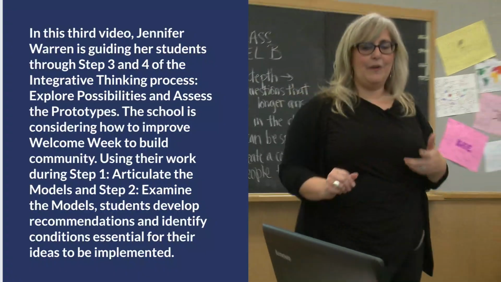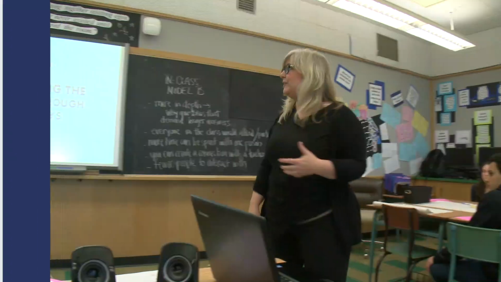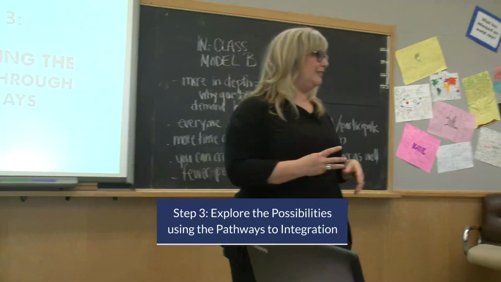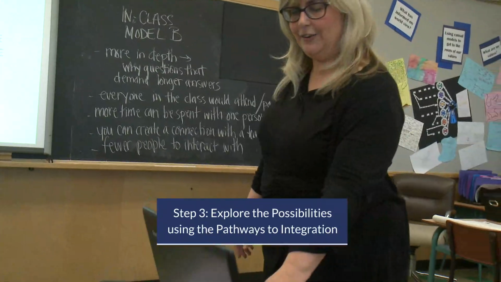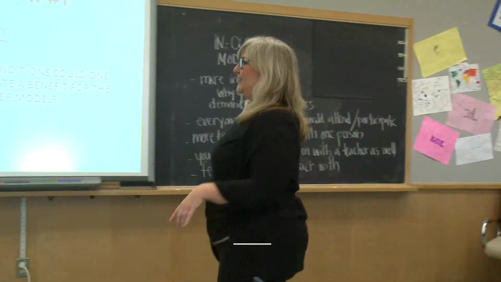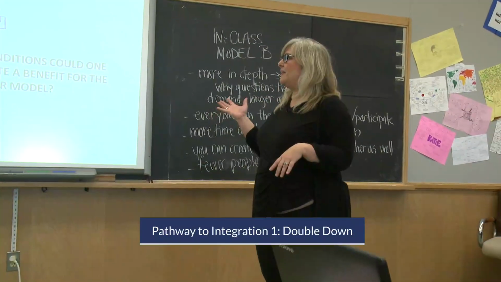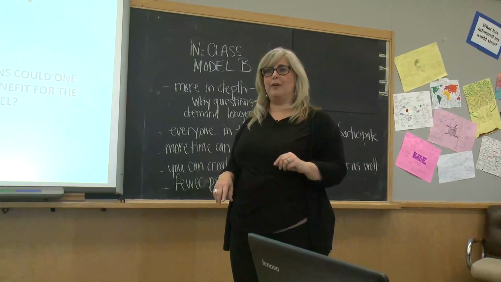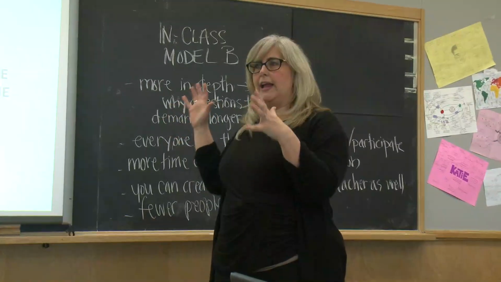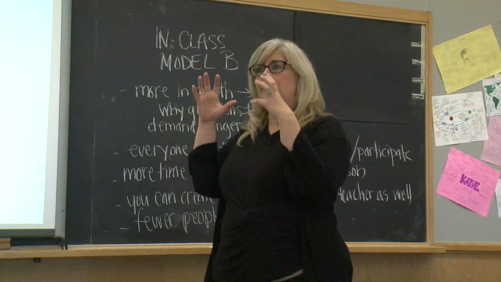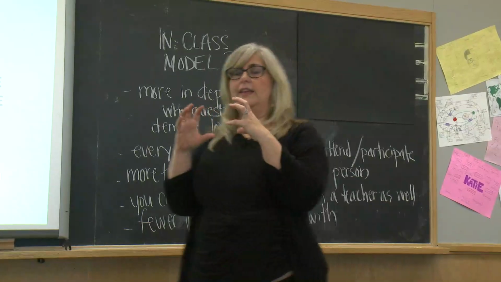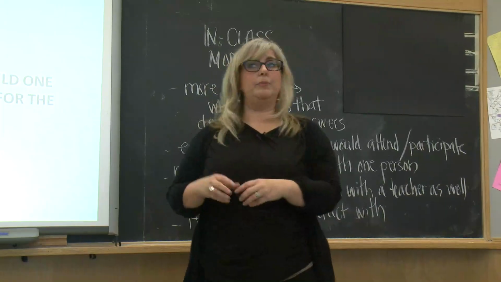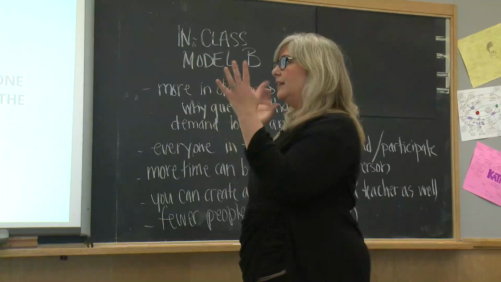All right. So the last thing I'm going to do is talk about that step, integrating the models through pathways. And there are 3 pathways we can use to integrate these ideas. And the first one is called double down. So when I'm doubling down, I'm thinking about under what conditions one model could generate a benefit for the other model. So I'm going to look deeply at model A, for example, and say, I really like a lot about this. And in fact, there's a benefit that if I doubled down on that benefit, if I did that benefit more, I would be able to solve the problem. So that is double down.